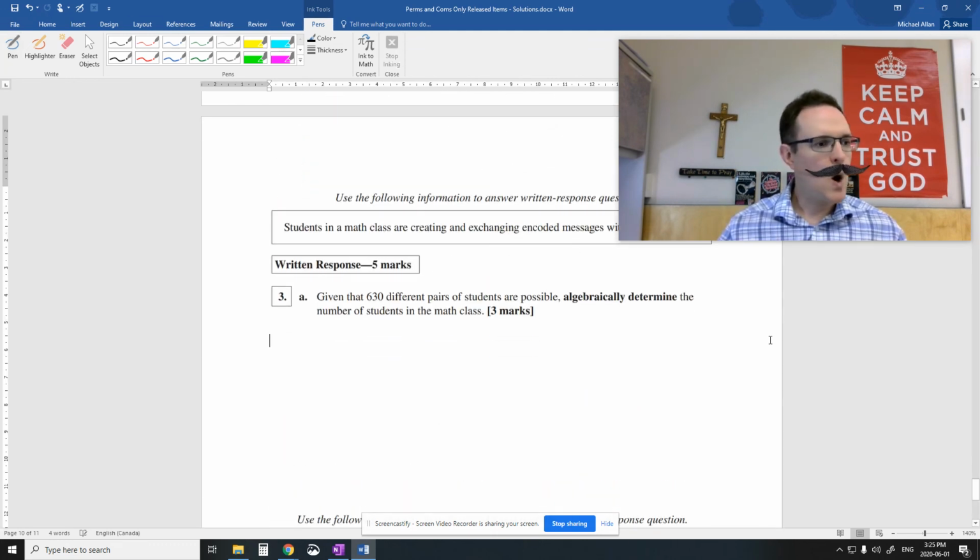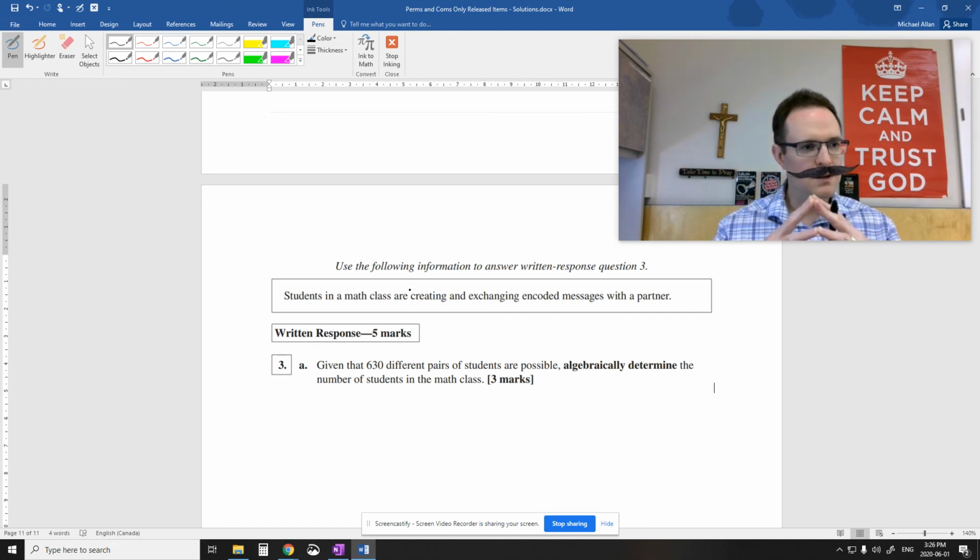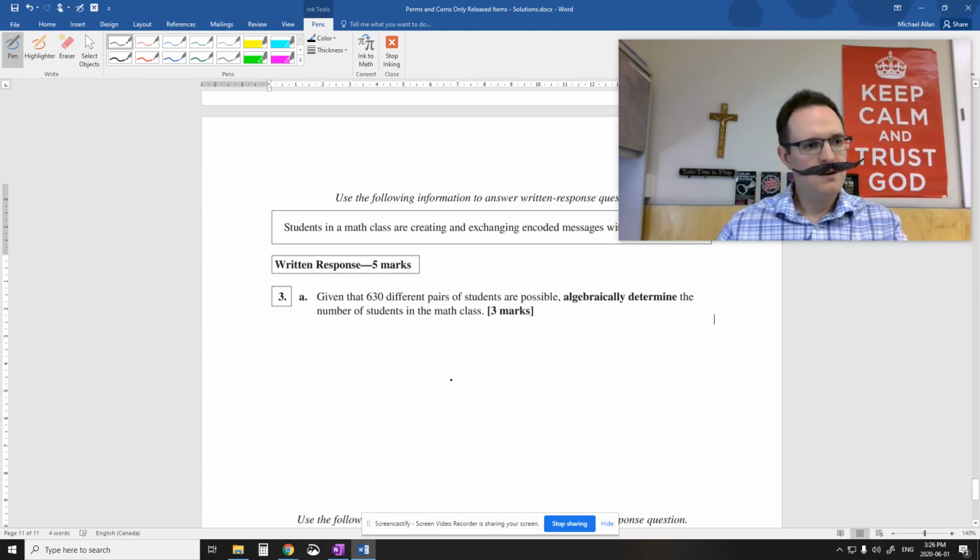Where am I? Second last page. Nice. Okay. Students in the math class are creating and exchanging encoded messages with a partner. Given that there are 630 different pairs of students possible, algebraically determine the number of students in the math class. Okay, so pairs. So they're exchanging with each other. So I'm going to have nC2, like the handshake question, is equal to 630.